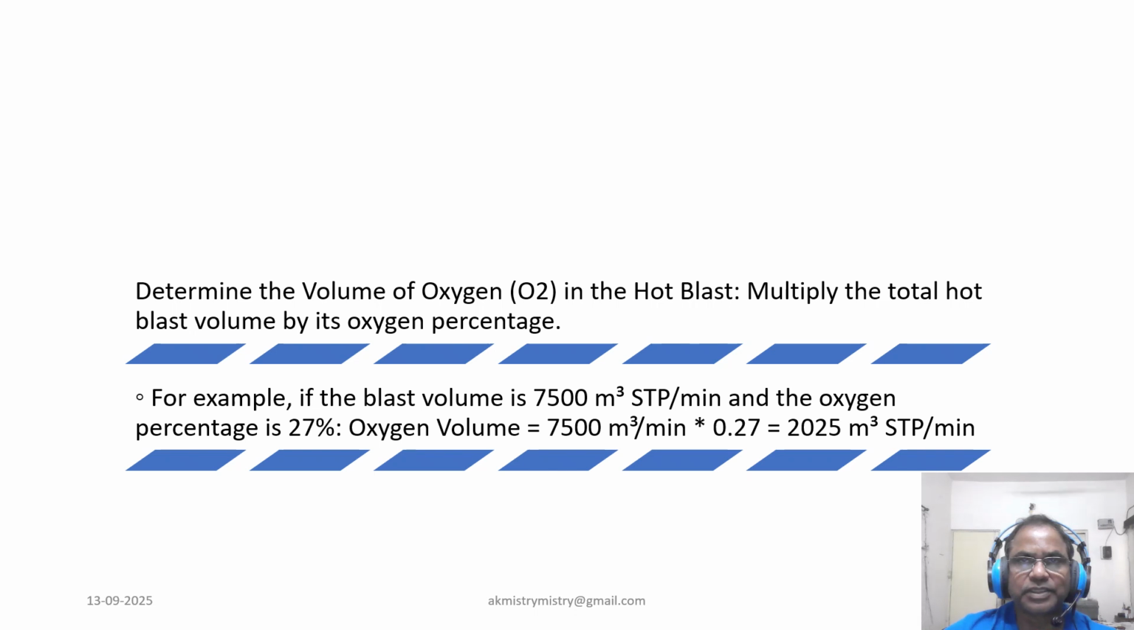So let's start with the oxygen in hot blast. Take the total hot blast volume, say 7500 meter cube STP per minute, and multiply it by the oxygen percentage. Here we took 27%. So 7500 meter cube per minute multiplied by 0.27 is 2025 meter cube per minute of oxygen supplied. Now this oxygen volume is the basis for downstream gas calculation.